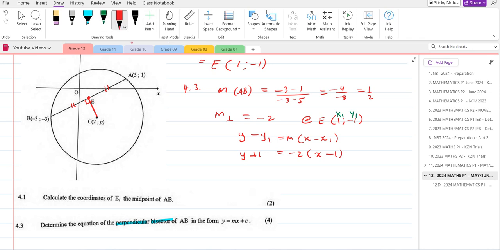Now we're going to open this up. We're going to get minus 2x plus 2 and take this 1 over, so minus 1. So what's the equation? Therefore, y is now equal to minus 2x plus 1. And basically, that has to pass through the center of the circle because that's perpendicular and that's, you know, a chord.